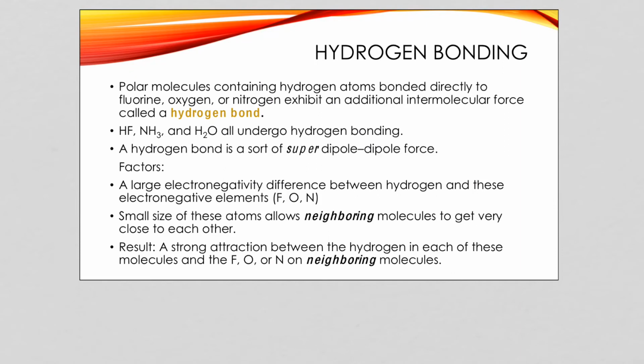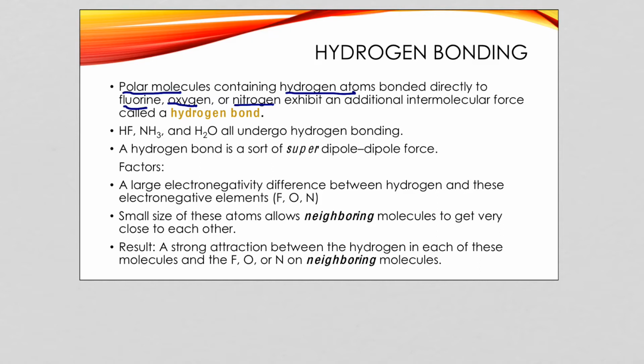So the last type of intermolecular force that a pure material can have is what's called hydrogen bonding. And this is going to be relatively the strongest type of intermolecular force that we have. And it is present, again, in polar molecules, but only very specific polar molecules. So these polar molecules must have a hydrogen atom bonded directly to either a fluorine atom, an oxygen atom, or a nitrogen atom in order to exhibit these additional intermolecular forces, right?